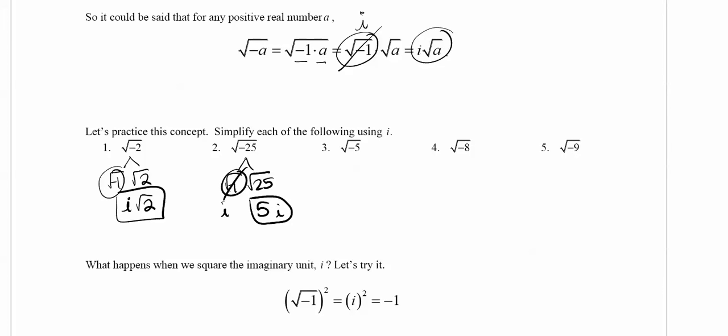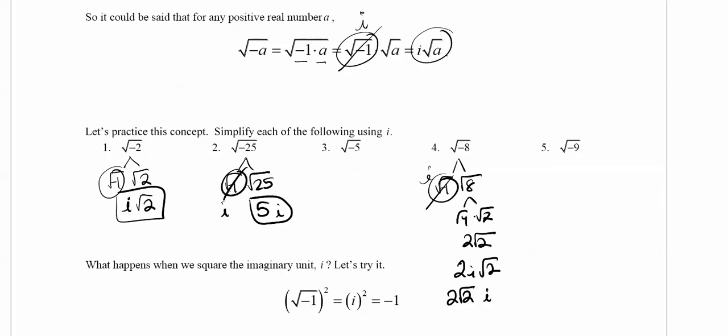Then what happens when we have a number such as the square root of -8? That will be the square root of -1 times the square root of 8, which is the square root of 4 times the square root of 2, and the square root of 4 is 2. So we end up with 2i times the square root of 2. You can also write that as 2 times the square root of 2 times i, but make sure that the i is not under the radical. Either of these two is an acceptable answer.